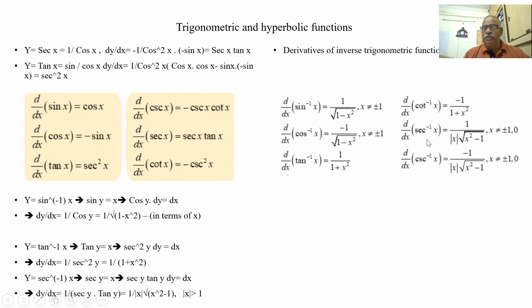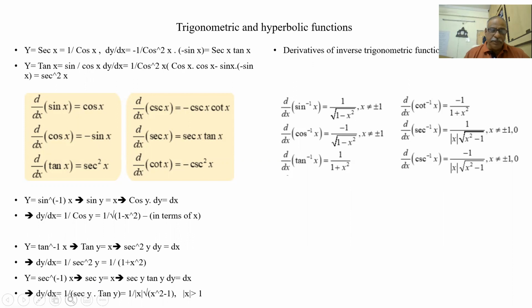So this is what secant inverse gives, 1 by mod x root of x square minus 1. Similarly, for cosecant inverse it is minus 1 by mod x root of x square minus 1. Why have I given mod x here? Because x alone would give a plus for one and a minus for the other. These are all up to pi by 2.